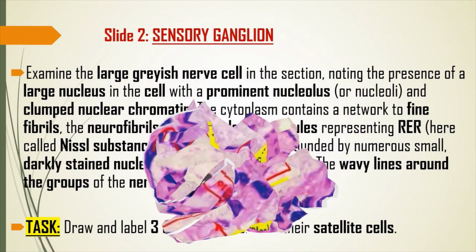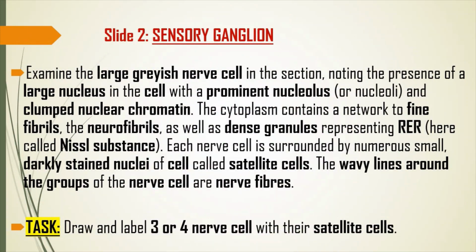Okay, let's move on. Slide 2 is the sensory ganglion. On the sensory ganglion, you're going to examine the large grayish nerve cell in the section that I'm going to show very soon. And you're going to note the presence of a large nucleus in the cell with a prominent nucleolus and clumped chromatin.